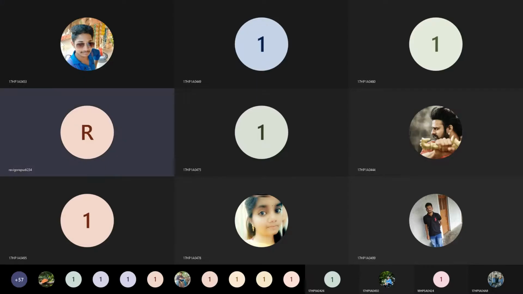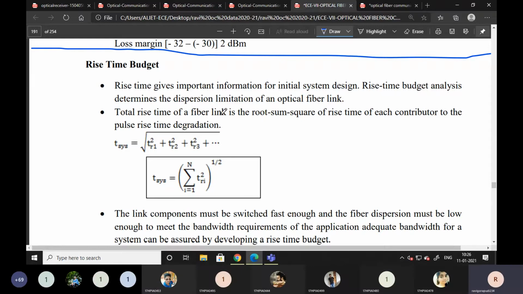Rise time budget and link power budget: these two are very, very important. Rise time budget is used to analyze the time required for the receiver to respond to get the output. The rise time gives important information for initial system design. Rise time budget analysis determines the dispersion limitation of an optical fiber link.